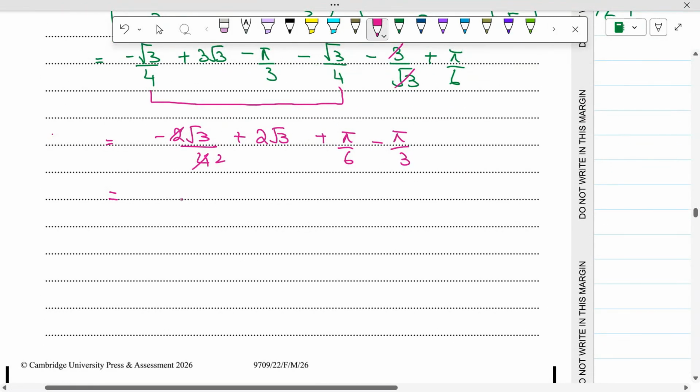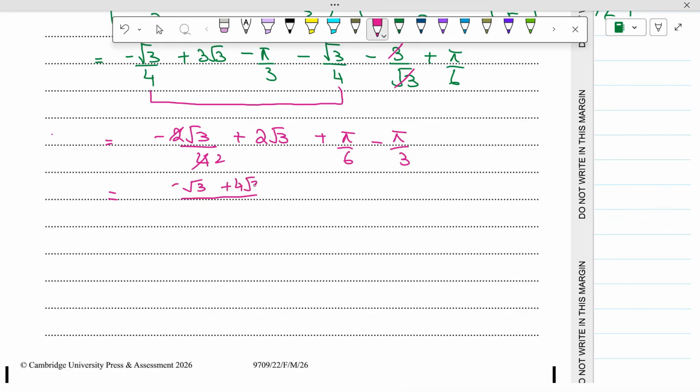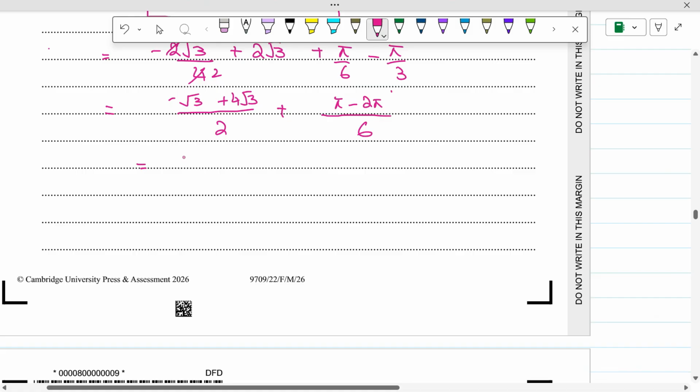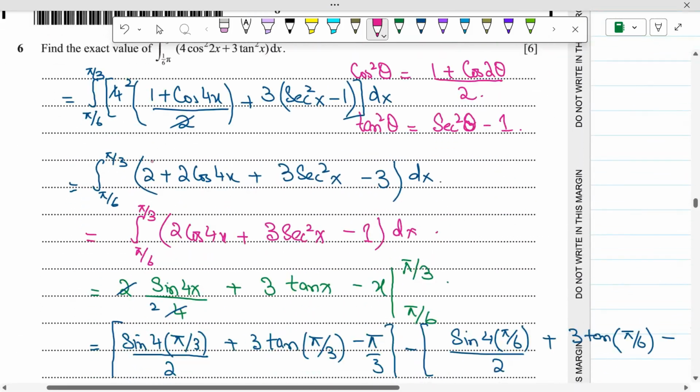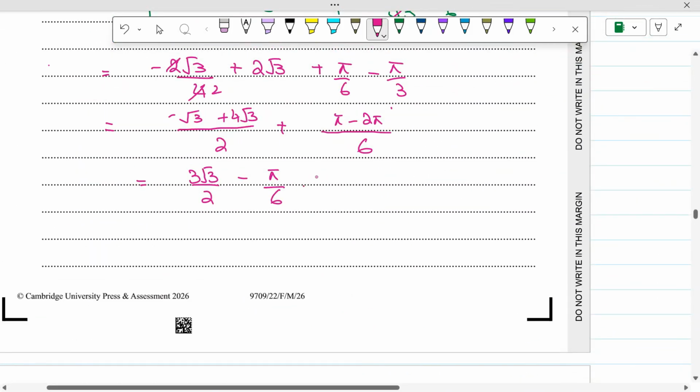So taking the LCM, we will have negative under root 3 and plus 4 under root 3 over 2, plus 6 pi minus 2 pi. So we will have 3 under root 3 over 2 minus pi by 6. So the exact value of the given integration is 3 under root 3 over 2 minus pi by 6, which was required.